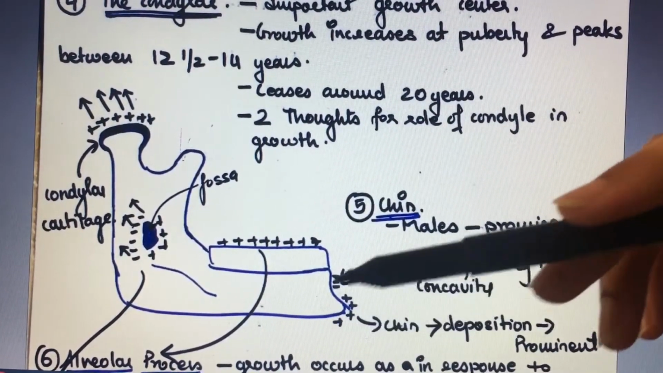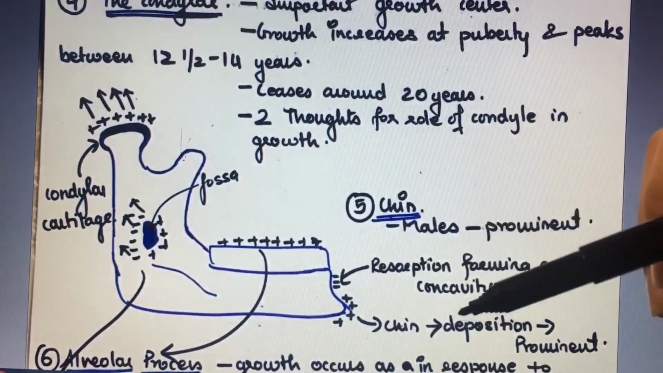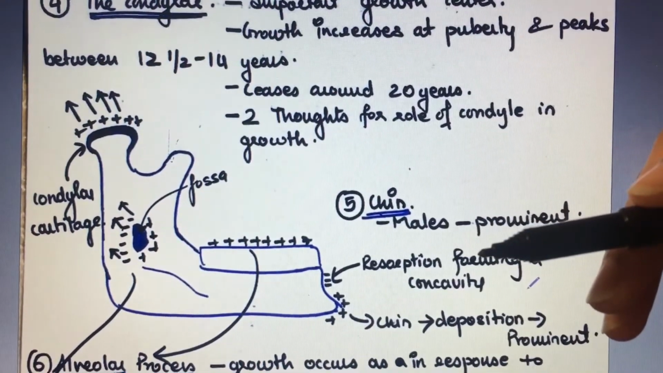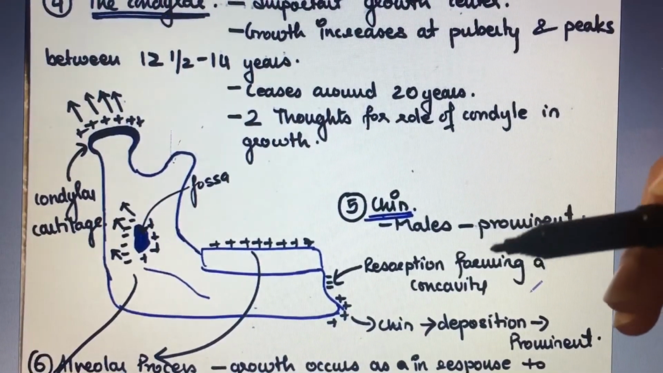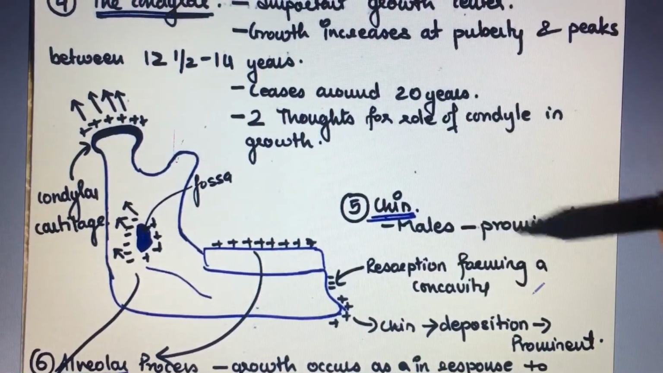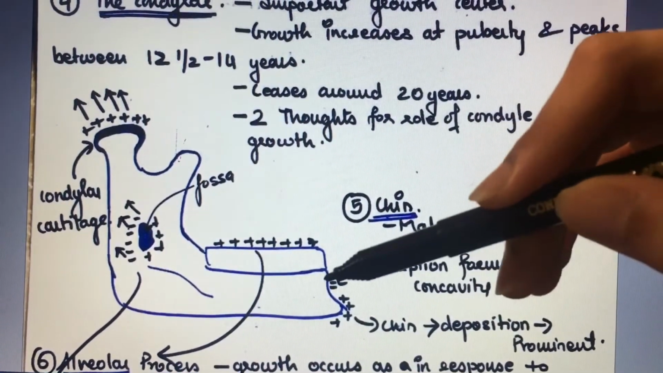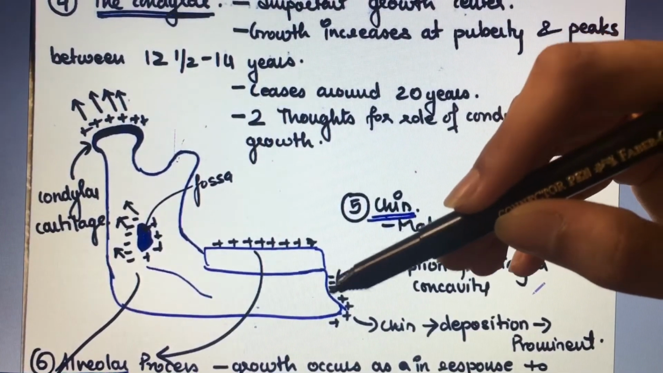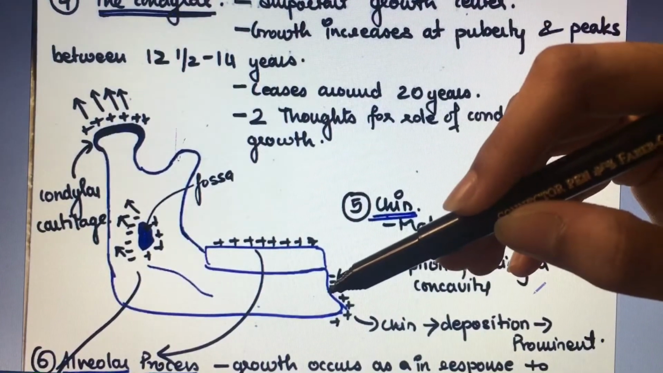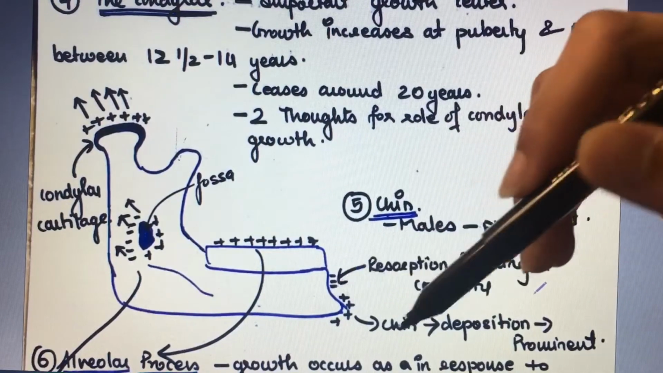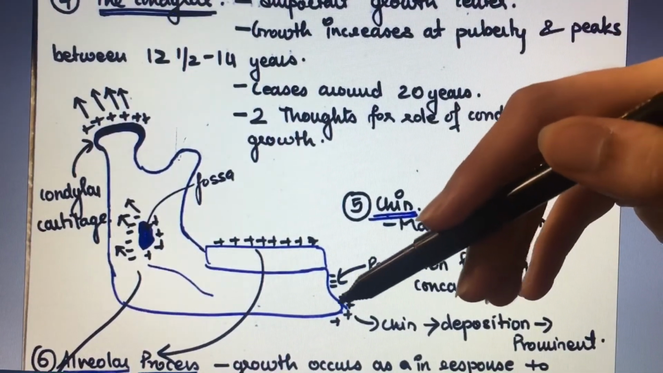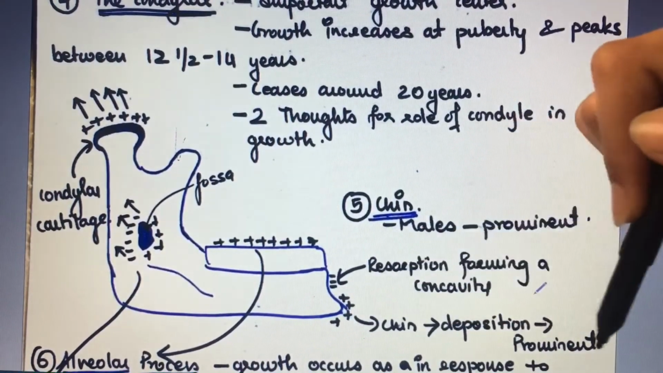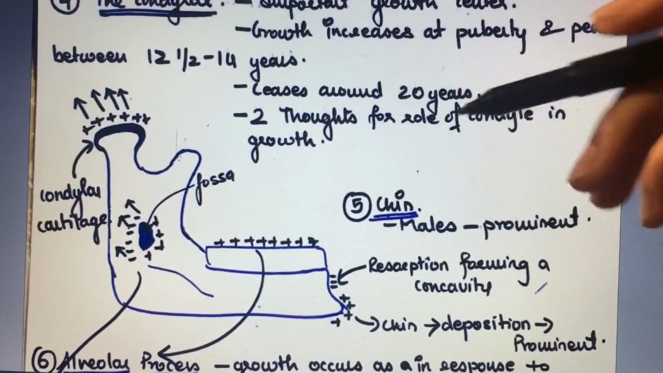Then we come to the chin of the mandible. As you can see, this is the chin of the mandible. How the growth occurs is that as the age advances, the growth of the chin becomes significant. So you can see a prominent chin mostly in males. There is a resorption of bone taking place over here, which forms a concavity over this area, and which signifies the point B in cephalometric diagrams. Then there is bone deposition, which takes place at the prominent tip of the chin, which gives us a prominent chin, mostly in cases of male.